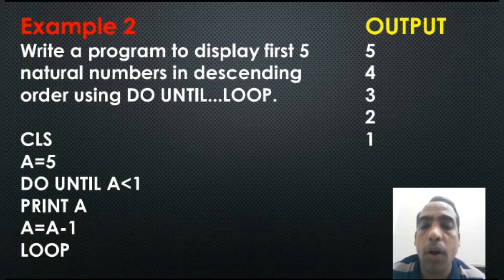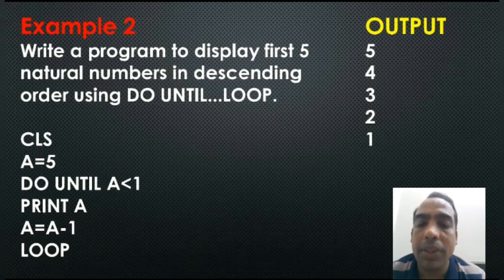Now you can see second example of do until loop. Write a program to display first 5 natural numbers in descending order using do until loop. First we have to write CLS statement to clear the output screen. A equals to 5 because we have to print first 5 natural numbers in reverse order. That's why initial value of variable A is 5. Do until A less than 1. In do until loop, we have to write a false condition. Print A, A equals to A minus 1. At the end, we have to write loop statement. Now you can see output of this program.